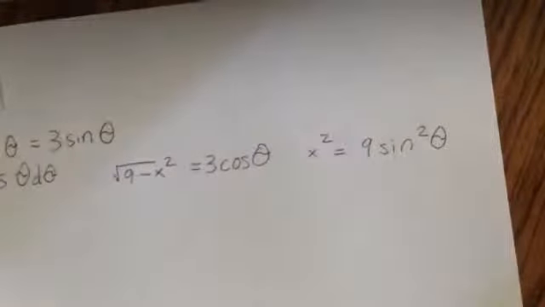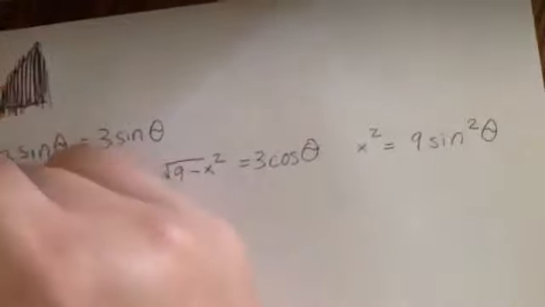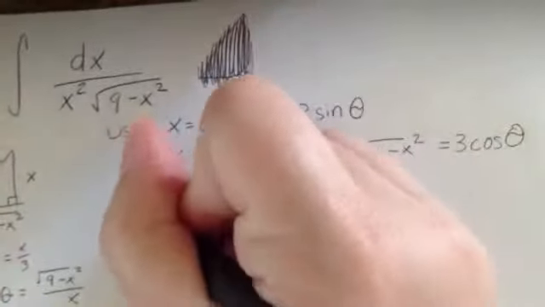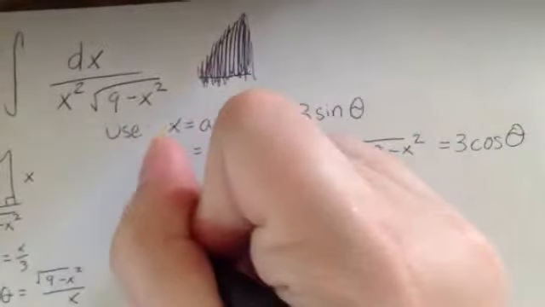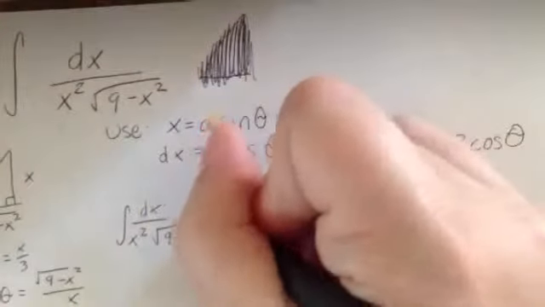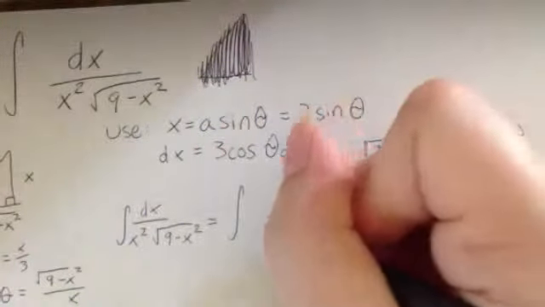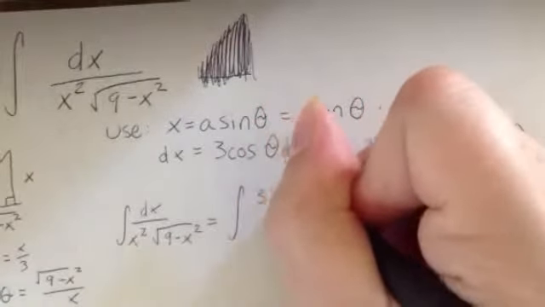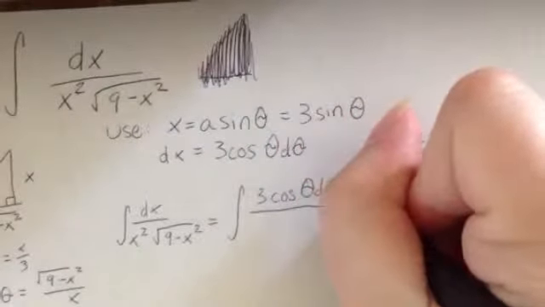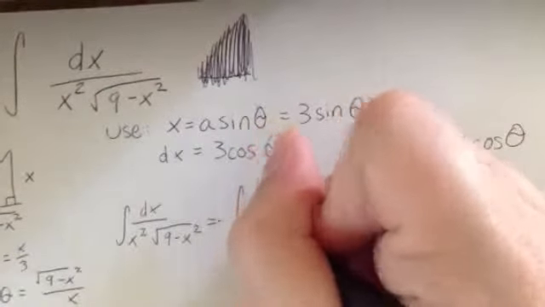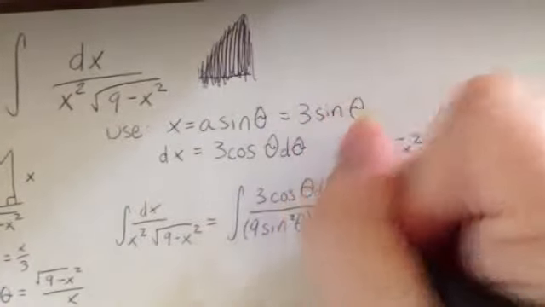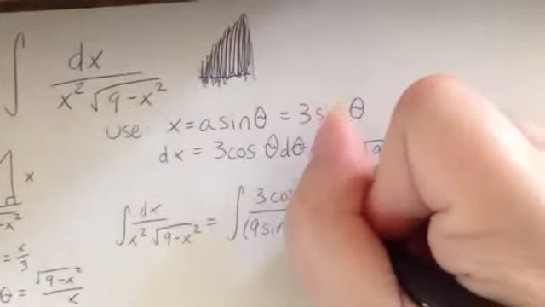And then the next step is to plug all of this into the equation. So first, start by rewriting your equation just so you can see it and work with it more easily. So just rewrite your expression and then start plugging things in. So for dx, you have 3 cosine theta d theta. X squared is 9 sine squared theta. And then the radical expression is 3 cosine theta.